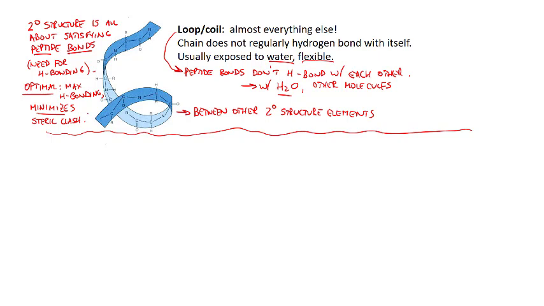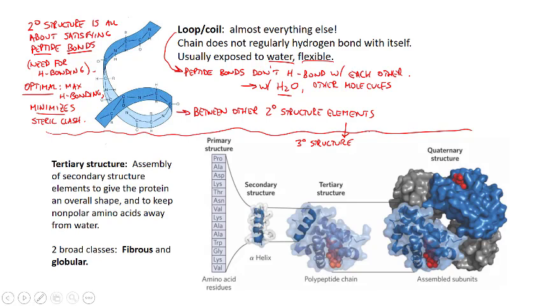Okay, so where we're going to go with this now is into the realm of tertiary structure. So what's tertiary structure? Tertiary structure is an assembly of secondary structure elements that give the protein an overall shape. And the primary driving force for tertiary structure is to keep nonpolar amino acids away from water.